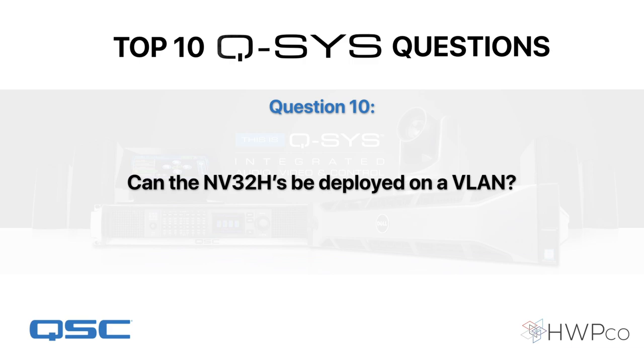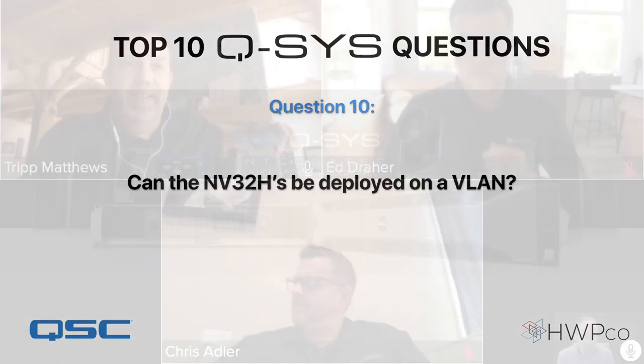With the network video encoders, can the NV32Hs be deployed on a VLAN? I'm going to go on a whim here and say yes, but I didn't know if there were any complications or anything weird you had to set up in order to get that going. It really depends on how your VLANs are doing.